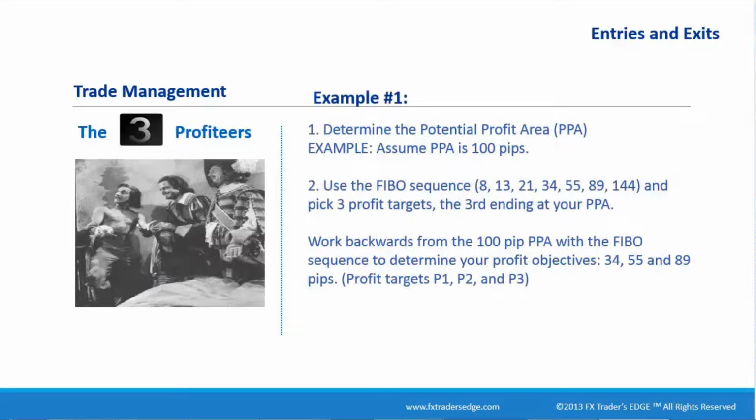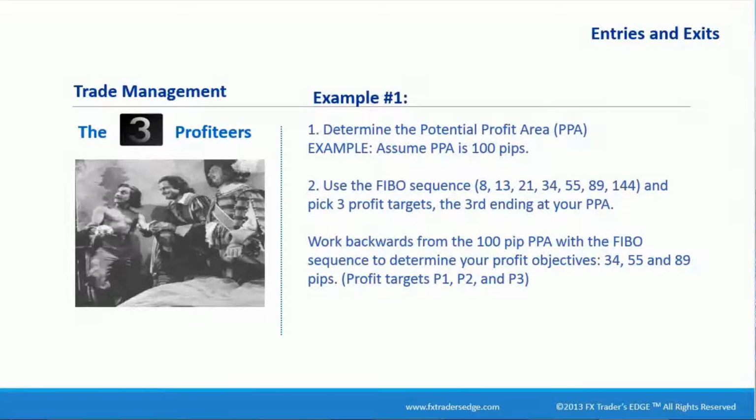With the Three Profiteers, we take our position all at once and we break it into three different positions. So we're taking a third of our profits at a certain level, the next third at another level, and the last third at the final profit objective, all the while moving our stops, initially to break even, so that we don't take a loss on the position. How do we do this?